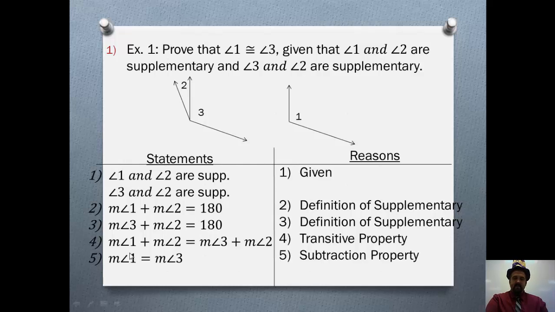And at this time, if I have two measures equal to each other, that means those angles are congruent. So angle 1 is congruent to angle 3, exactly what I was trying to prove. And the reason I can say it is because that's what it means to be congruent, for angles at least, is that their measures are the same. Definition of congruence.